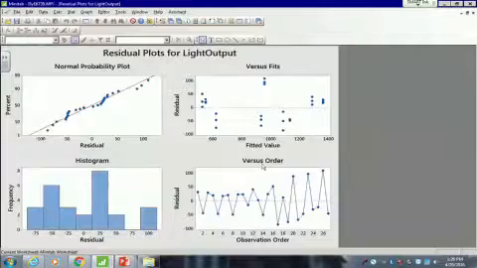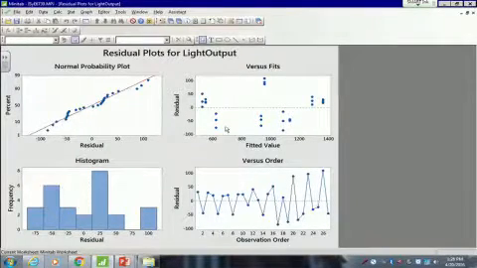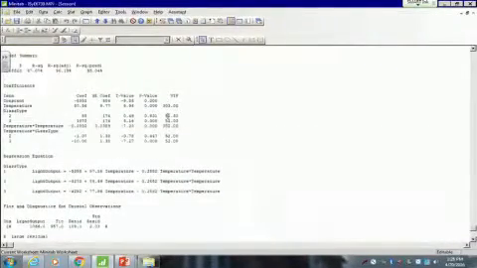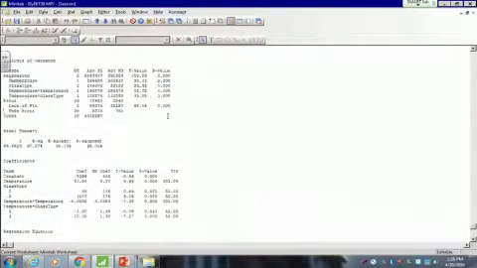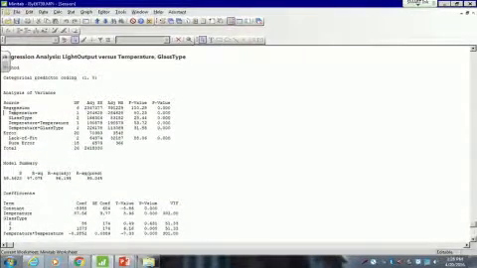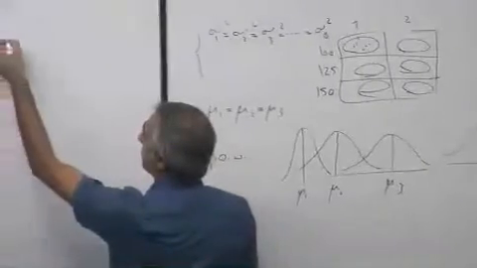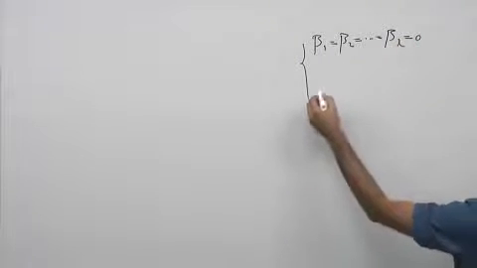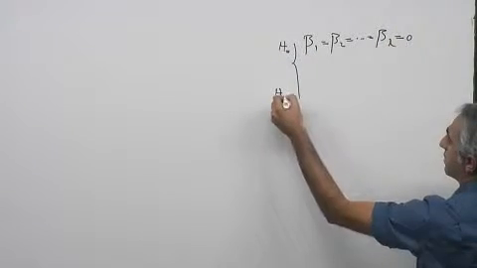So as you can see, these are the residuals. It's a little bit better. And this is basically the regression analysis. We have this ANOVA table, and the first p-value is for regression, which tests whether beta 1 equals beta 2 through beta k, all of them are 0. This is H null, and H alternative is otherwise.